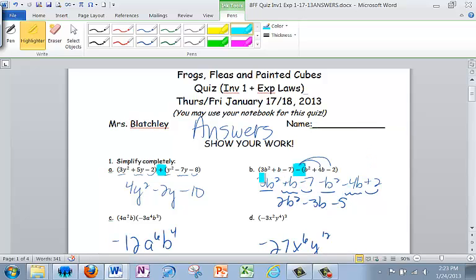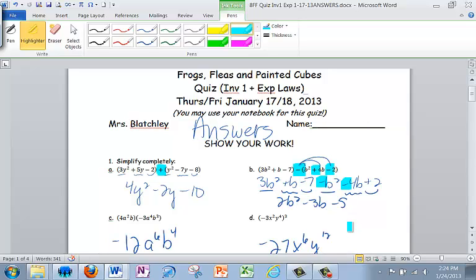So the first one does not change, so this remains 3b squared plus b minus 7, just like that. This one, you distribute the negative in so that all three of these will change. So the b squared was positive, now it becomes negative. The 4b was positive, it becomes negative. The 2 was negative, it becomes positive. That's because you distributed this negative in. Now you have combining like terms. And the answer is 2b squared minus 3b minus 5.